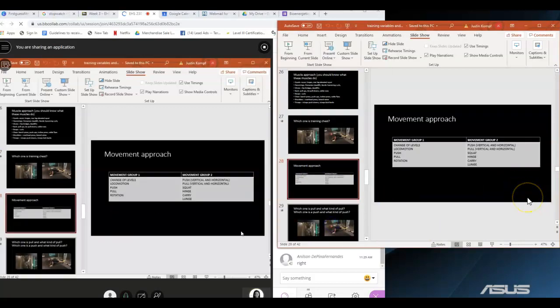Okay, now that's more of a muscle approach, but what about a movement approach? I'm going to have you focus on movement group 2. These are different ways that I've seen people categorize movement. Push exercises are where you're pushing things away from you. An example would be any kind of bench press. That's a horizontal push. If I'm putting things over my head, that's in the vertical direction. That's a vertical push. Then the next one is pull.